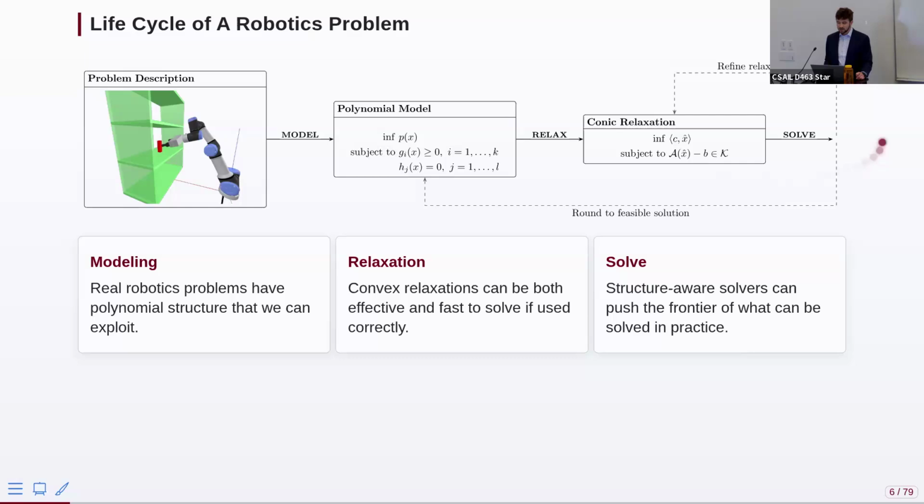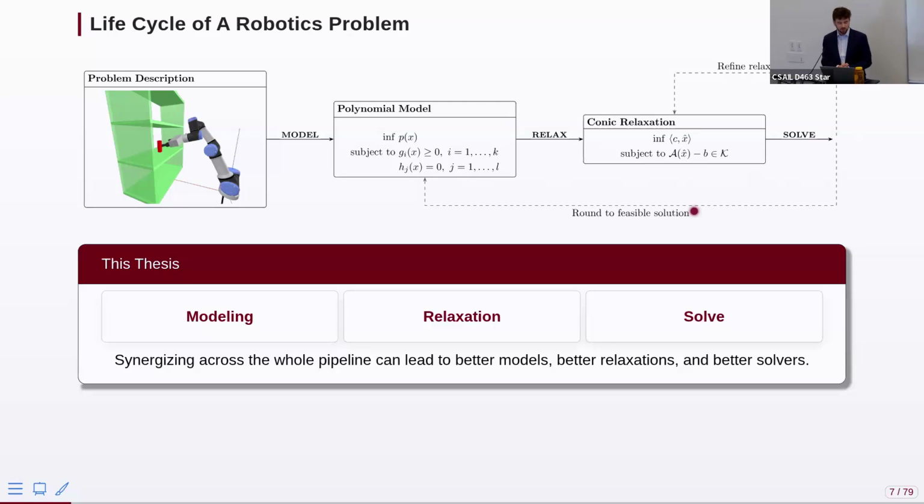Now, once I have a solution to my approximate problem, there are two natural things I can do. One is maybe the solution is good enough that I can use it to generate a solution to my original problem. If not, maybe I can use it to refine my relaxation and get an even better approximate model that I can still solve in practice. And both of these, I think, are exciting areas for future work. So in this talk, really what I'm going to focus on is arguing that synergizing across the entire pipeline of modeling, relaxing, and solving can lead to better models, better relaxations, and finally better solvers for the problems that you have in mind.